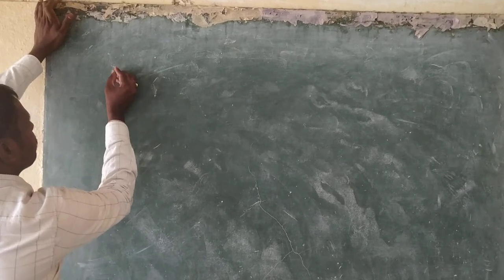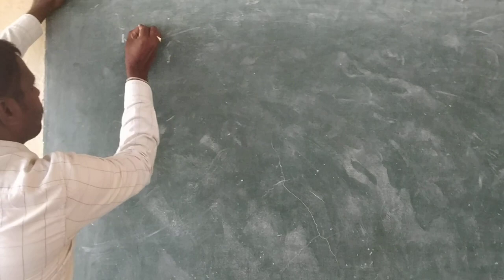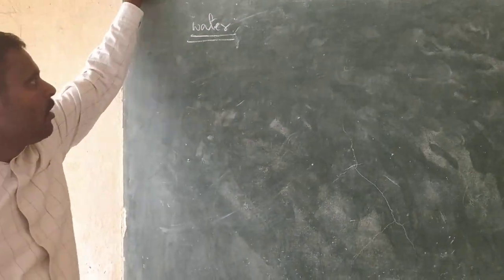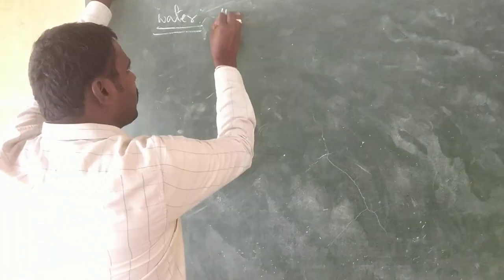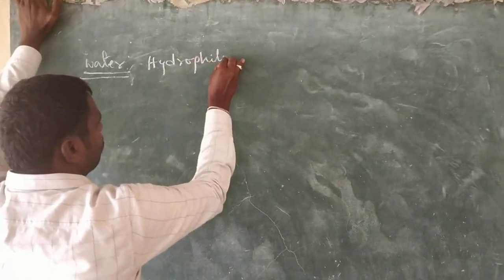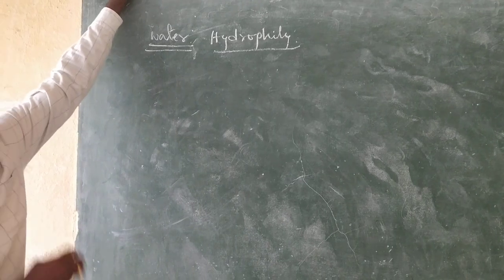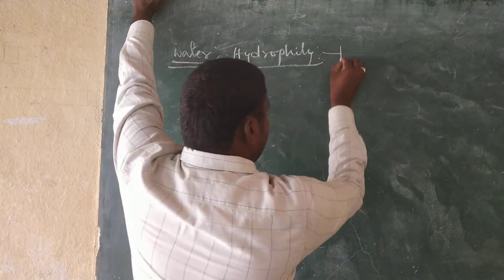For pollination, the next abiotic agent is water. Pollination that takes place through the water is called hydrophily. But this hydrophily is of two types.